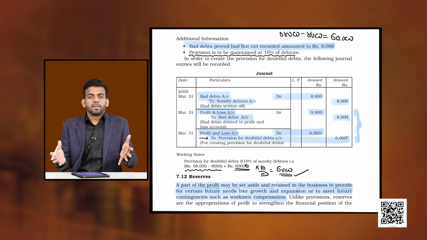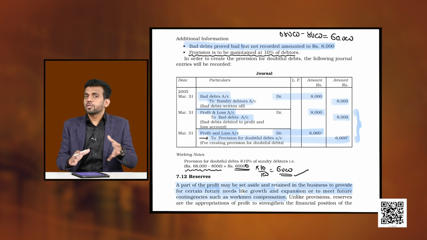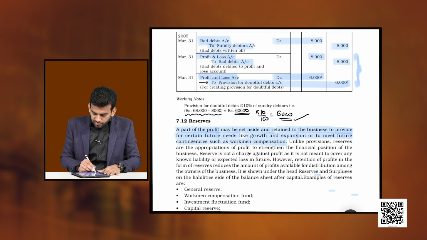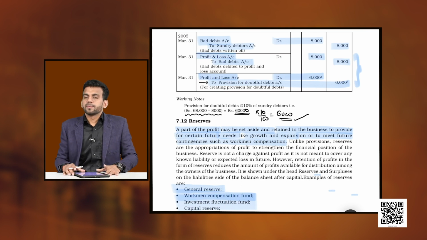That is reserve. But just think of one thing. If we wouldn't have any profit, then how would we keep money in that piggy bank for such workers? So reserve means part of profit. But yes, there would be different reserves for different purposes. So let's understand what kind of reserves we have in accounting. We have general reserve, workmen compensation fund, investment fluctuation fund, and capital reserves. All these reserves have different purposes.